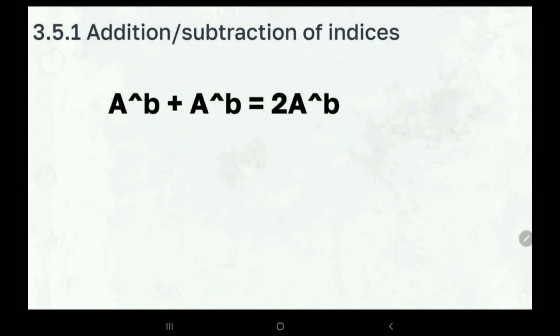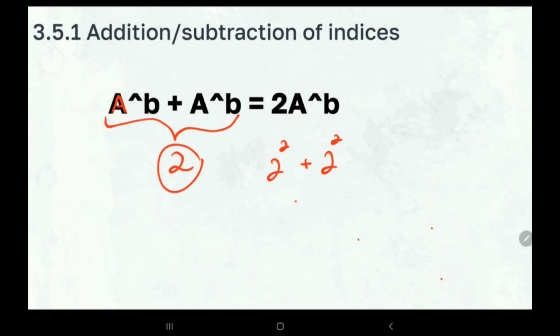So the next one is about addition or subtraction of indices. If you have a number, let's say a to the power of b plus a to the power of b again, we will write it as 2a to the power of b, because there are two of them, right? If we have 2 squared plus 2 squared, we will just write it as 2 times 2 squared, because we have 2.